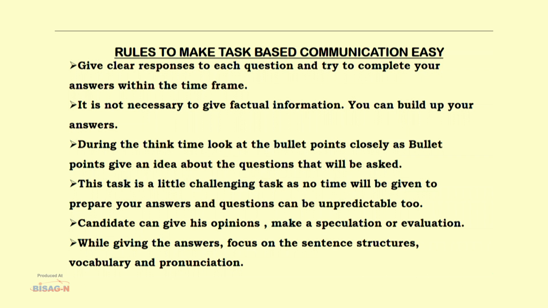Do not hesitate to even say a lie, because the computer just wants to judge you or assess you on your speaking skills, not on the skills of telling a lie or a truth.